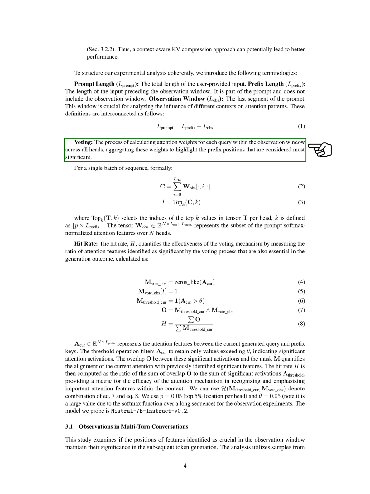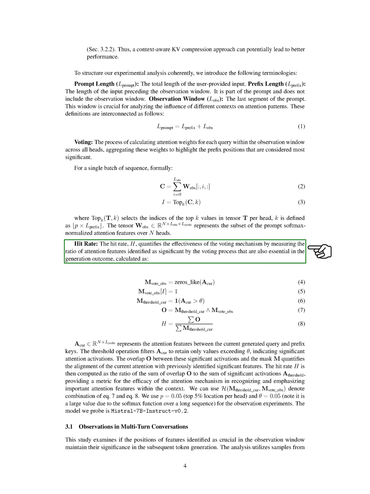We define voting as the process of calculating attention weights for each query within the observation window across all heads to highlight significant prefix positions. The hit rate, H, measures the effectiveness of the voting mechanism in identifying essential attention features for the generation outcome.